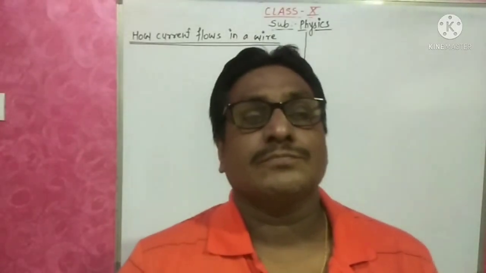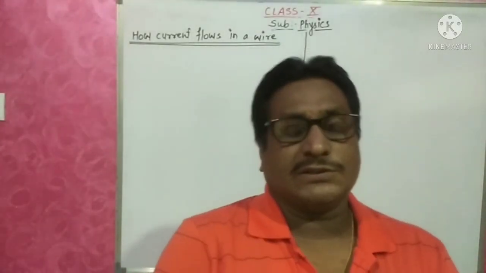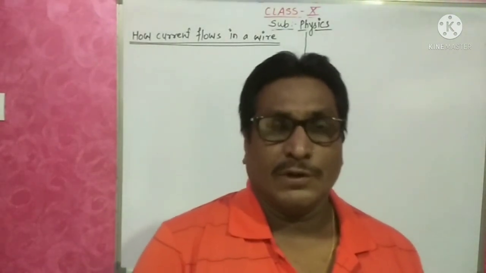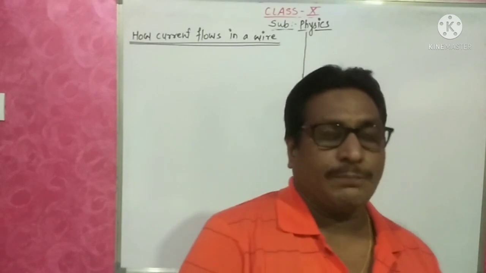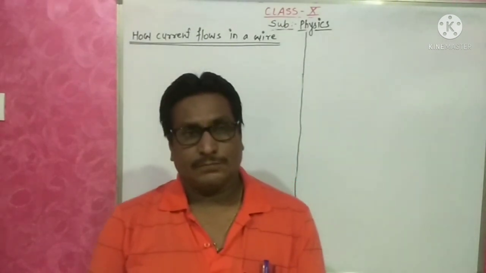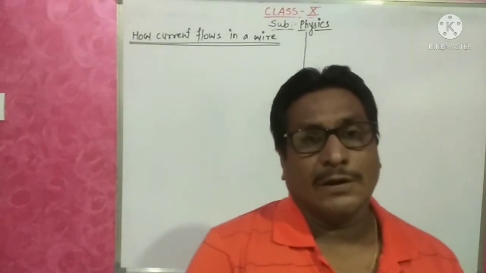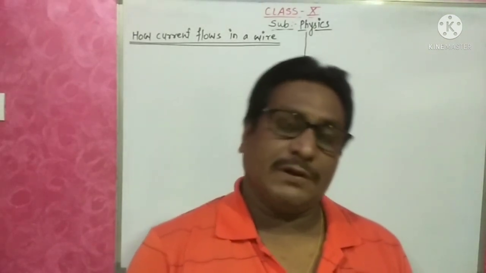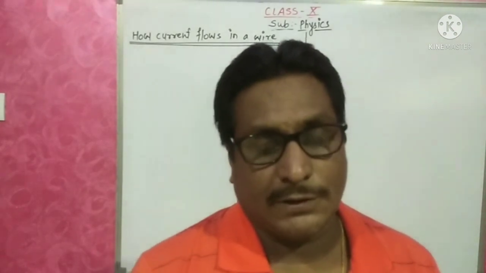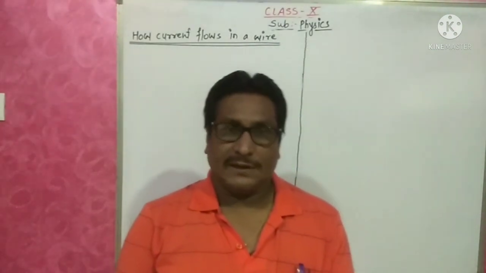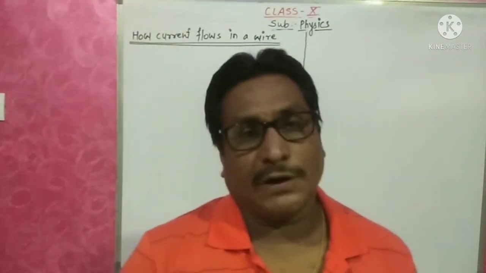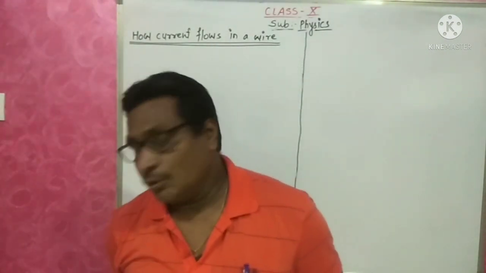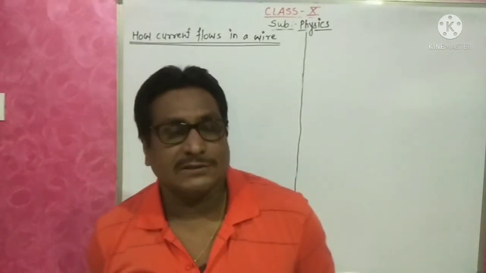Hello students. In the last video we discussed the current and potential difference, the difference between current and potential difference, then the ammeter and voltmeter, and the difference between ammeter and voltmeter. Then we discussed the definition of the unit of current and the unit of potential difference. So I hope you understand those things.